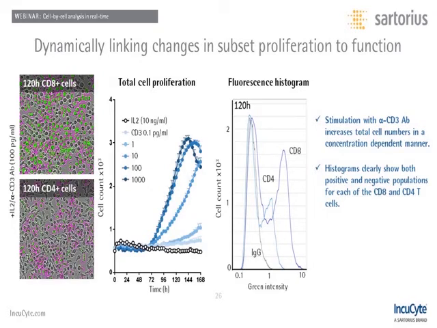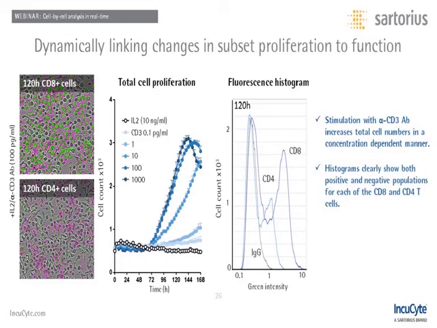The images on the left show PBMCs activated with interleukin-2 and anti-CD3 antibody. The top image shows CD8 positive T cells, and the image underneath CD4 positive T cells, both highlighted in pink by the backgating tool. The graph on the left shows the cell count in response to increasing concentrations of anti-CD3 antibody. Proliferation in response to activation with anti-CD3 antibody shows total cell numbers increase in a concentration-dependent manner.